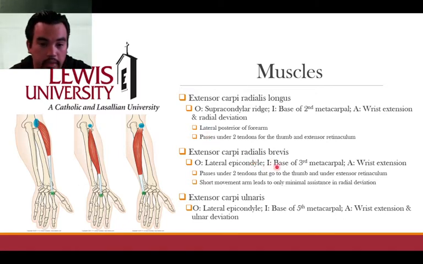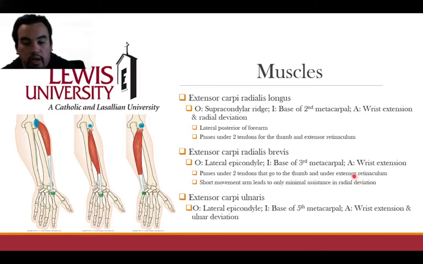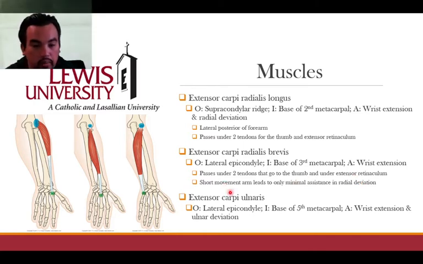The extensor carpi radialis brevis originates at the lateral epicondyle, and it inserts on the base of the third metacarpal, and it assists with wrist extension. It passes under two tendons that go to the thumb and under the extensor retinaculum as well. It has a short movement arm, and it leads to only a minimal assistance in radial deviation because that movement arm is very short.